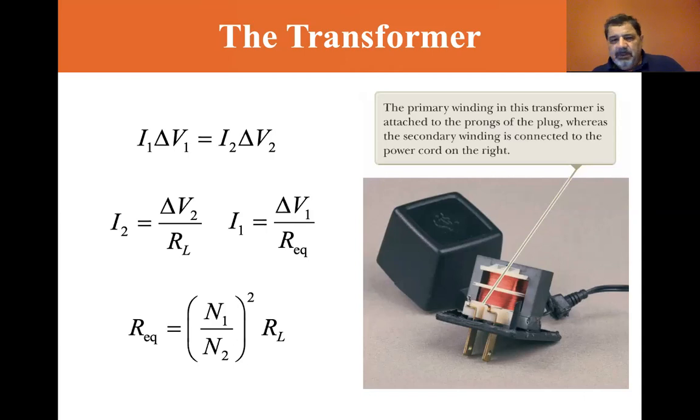Well, I already did that one, right? The R equivalent is equal to N1 over N2, squared, times RL. I must have hit the back button. And that's it for this chapter.